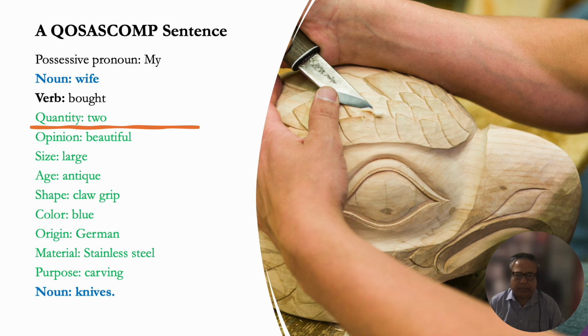All right. I hope that you did the exercise well. This is a Quasas comp sentence that follows the correct order of adjectives. My wife bought 2 beautiful large antique claw grip blue German stainless steel carving knives. So that's the correct adjective order.